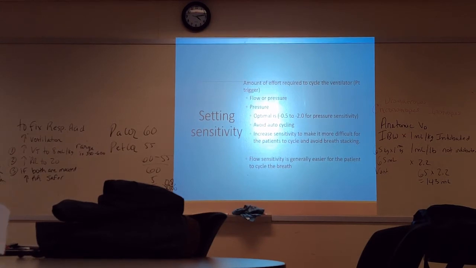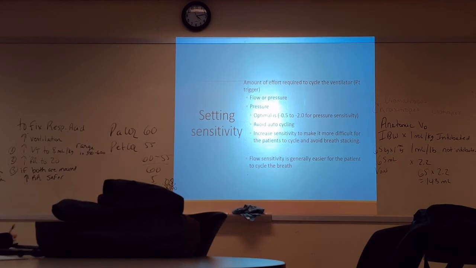All right, so sensitivity. Sensitivity is how easy it is for the patient to cycle the breath on. We want to keep it right around 2. There is a pressure and a flow trigger. Okay? And sometimes it's just a matter of preference with playing with it to see which one they like.